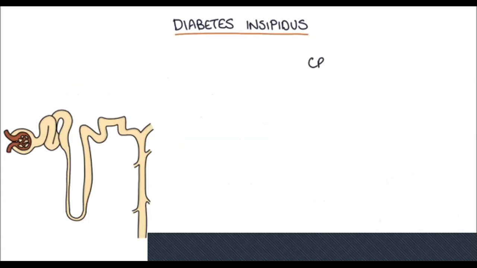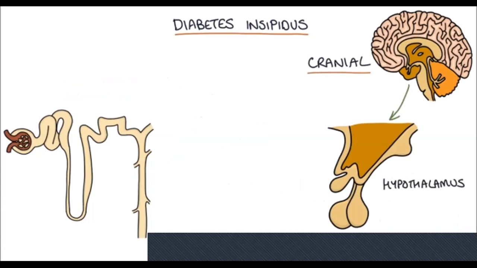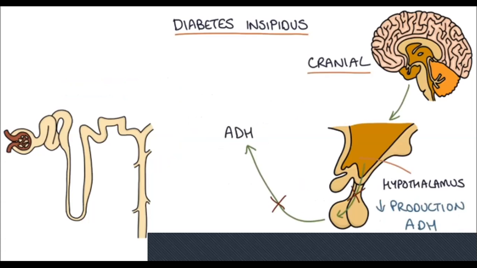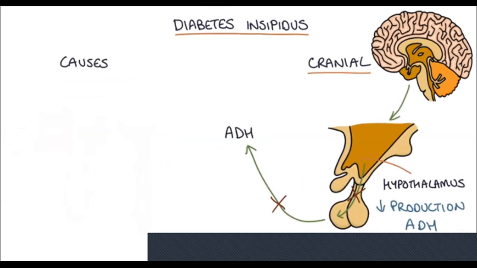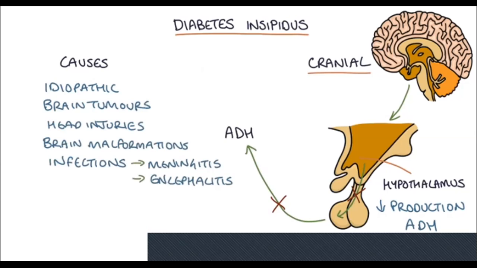Next, let's talk about cranial diabetes insipidus. And this is where the hypothalamus gland does not produce ADH for the pituitary gland to secrete. And this can be idiopathic without any clear cause, or it can be caused by brain tumors, head injuries, brain malformations, infections such as meningitis, encephalitis, and TB, or brain surgery or radiotherapy.